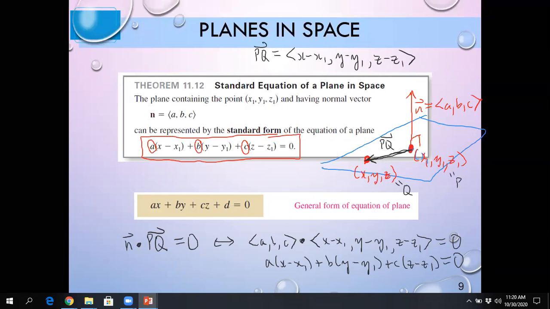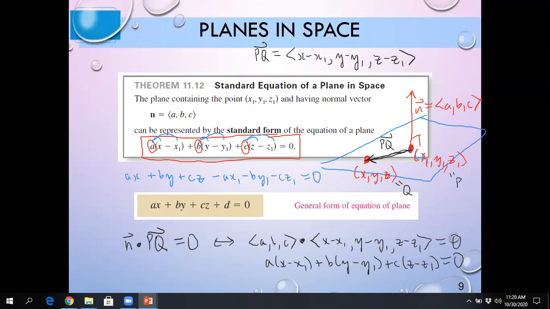Okay? And by the way, if you wanted to distribute this A and this B and this C and get another form for this thing, you would get AX plus BY plus CZ minus, let me just write it this way, minus AX1 minus BY1 minus CZ1 equals 0, right? All I did was just distribute stuff, correct?